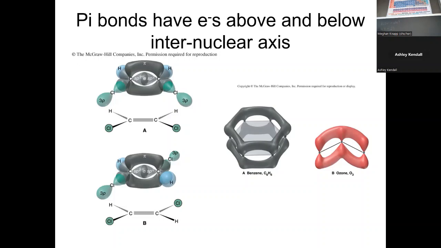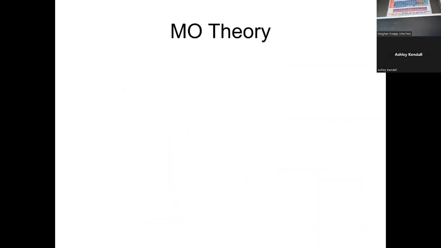Delocalization is when those electrons can move around. So these electrons can just spin around this thing all day. They don't have to stay on one carbon or between two carbons. Okay. So that all is what we've talked about with valence bond theory.